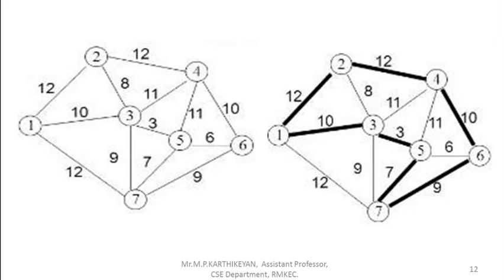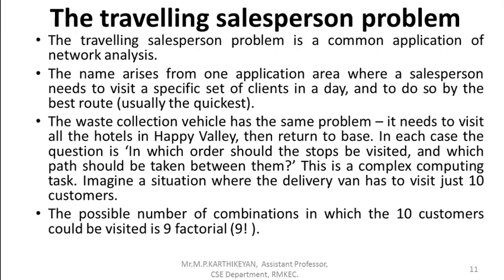So the final path of the traveling salesperson in order to reach all the nodes with the shortest time and duration is: first he has to start from 1, then he has to go to 3, 5, 7, and then he has to move on to 6, then 4 and 2, and finally reach back to the source itself. So this is the traveling salesperson problem and the solution for that problem.